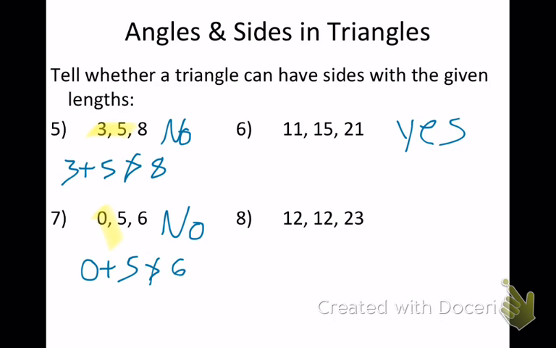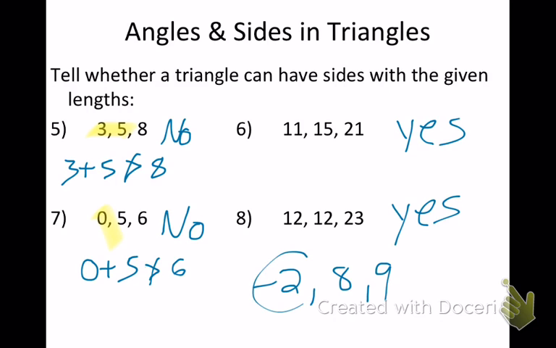8, 12, 12, and 23, would that give me a triangle? Yes, it would. Let's say I gave you a problem like this: -2, 8, and 9. Would that give me a triangle? I can't have a negative distance if it's a triangle. This tells me right away it's got to be no. You can't have a side length of 0 and can't have a negative side length. Same thing.